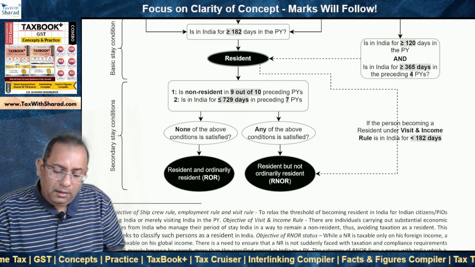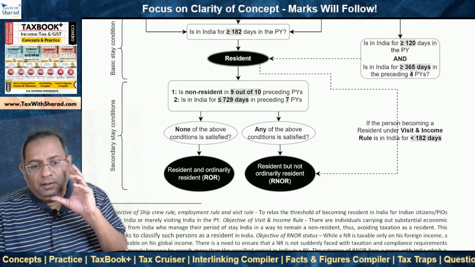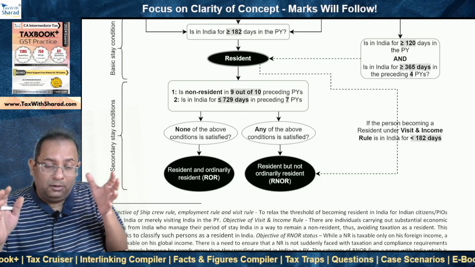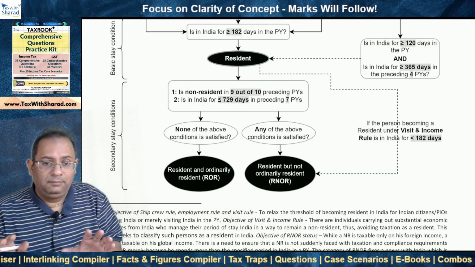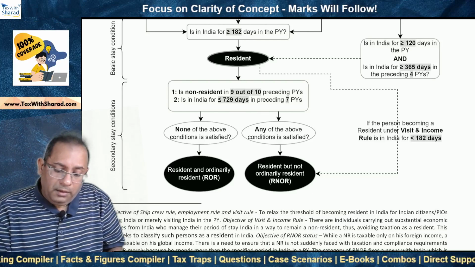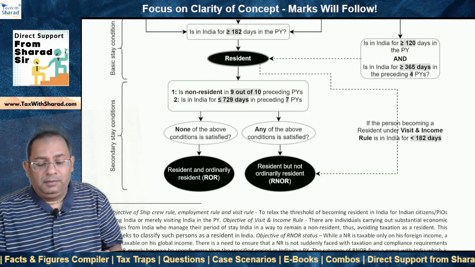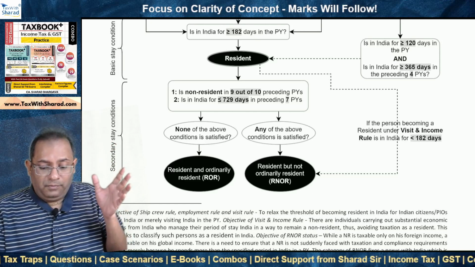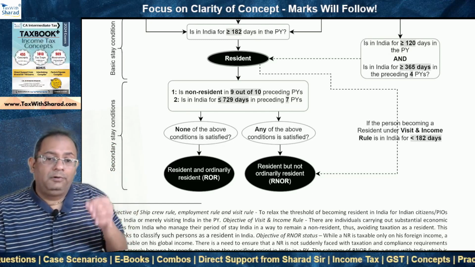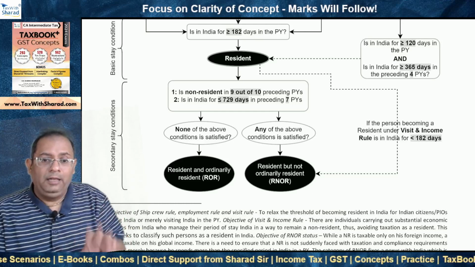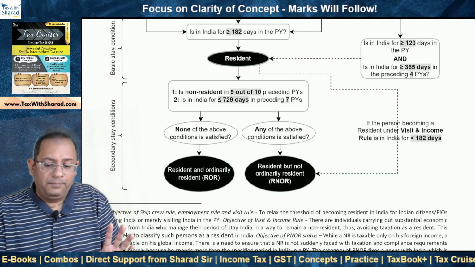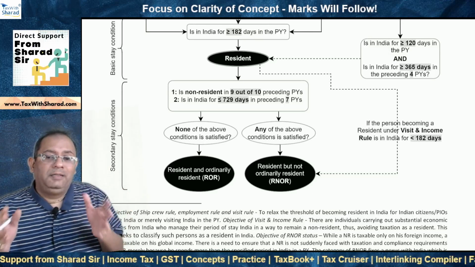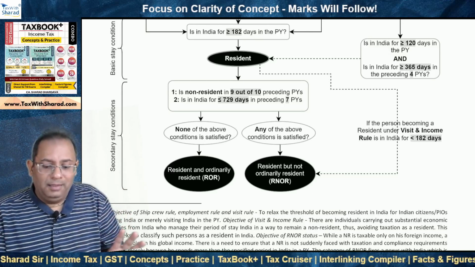Now these two situations are basically indicative of a scenario where the nexus of that person with India is very, very less. How? He is a non-resident in 9 out of 10 preceding years. That means in 90% of the preceding previous years he is a non-resident. 9 out of 10 or 10 out of 10. In 9 out of 10 at least, he is a non-resident. That means the nexus with India, or his economic connection with India, is actually very, very less.